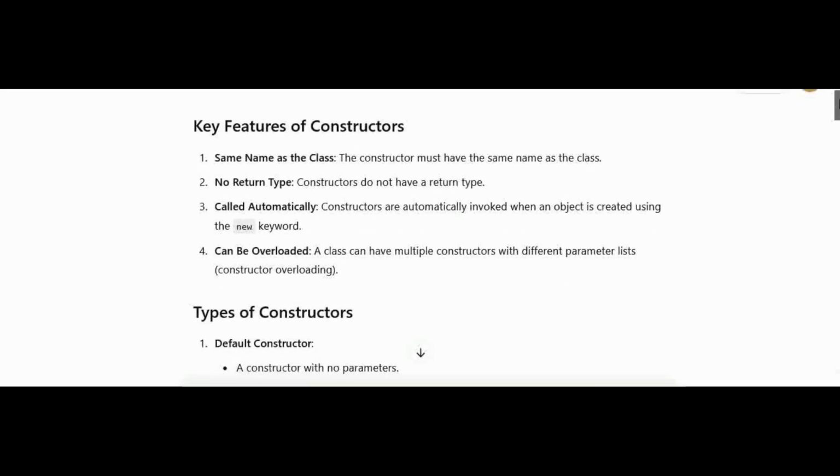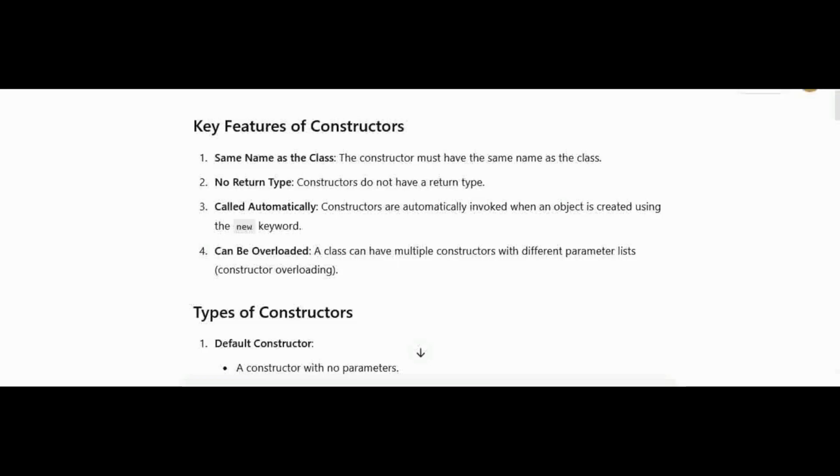The first one here is the same name as the class. The constructor must have the same name as the class. The second one here is no return type. Constructors do not have a return type. The third one here is called automatically. Constructors are automatically invoked when an object is created using the new keyword. The fourth one here is can be overloaded. A class can have multiple constructors with different parameter lists, like constructor overloading.